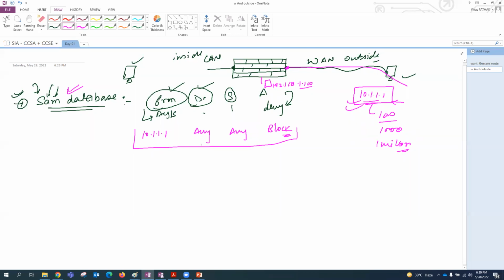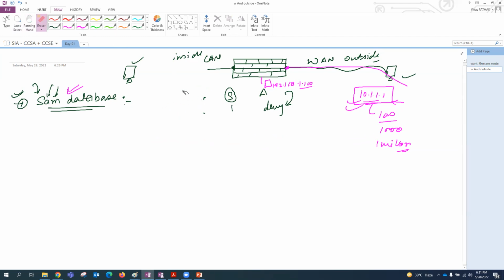So this is the beauty of the SAM database. That is the reason whenever a packet comes on the firewall, it checks the SAM database initially. The first thing checked is the SAM database, and the next thing will be anti-spoofing.